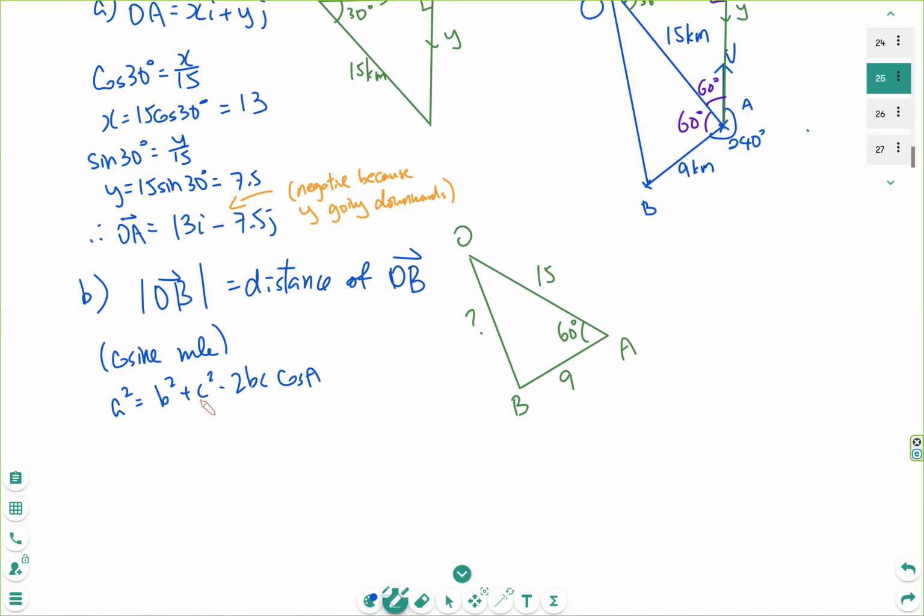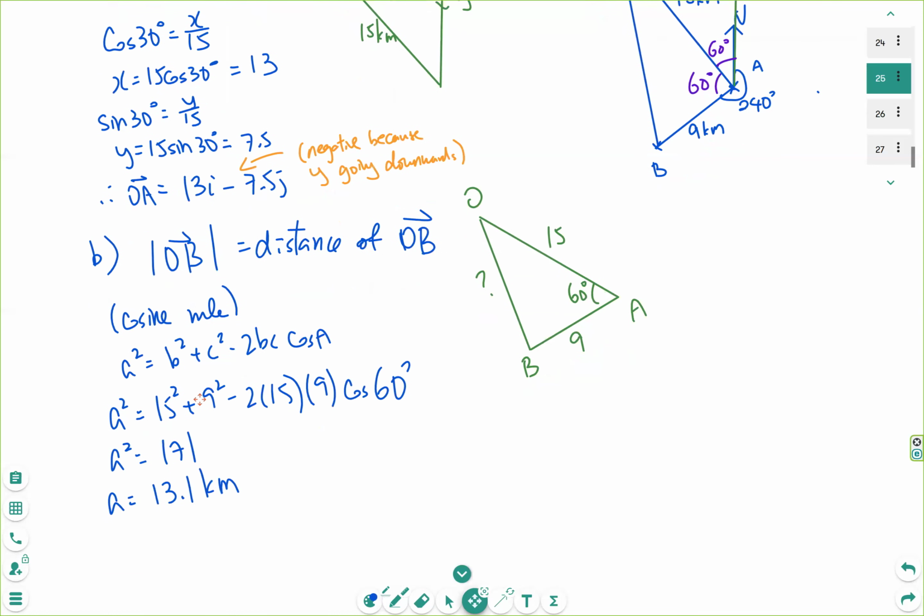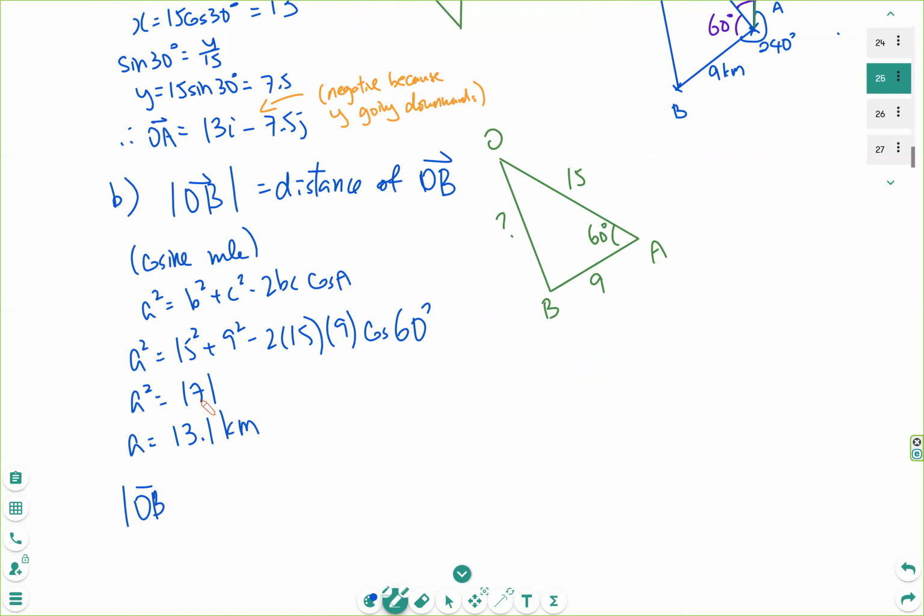So A is unknown, so A squared equals B squared, 15 squared plus 9 squared minus 2 times 15 times 9 cos 60 degree. Put in the calculator, you should get A squared equals 171. So A equals 13.1 kilometers, which is essentially your distance of OB. So OB equals 13.1 kilometers.